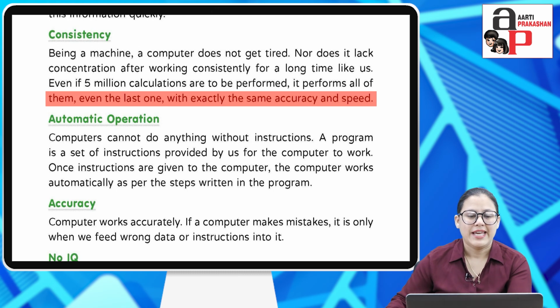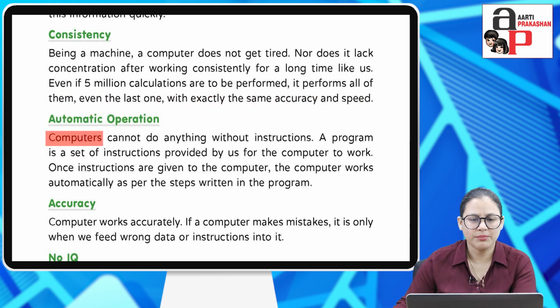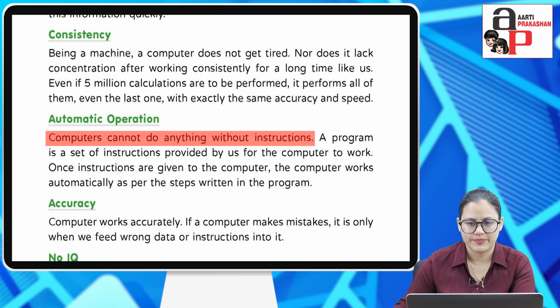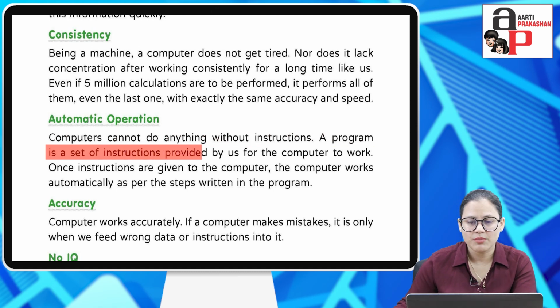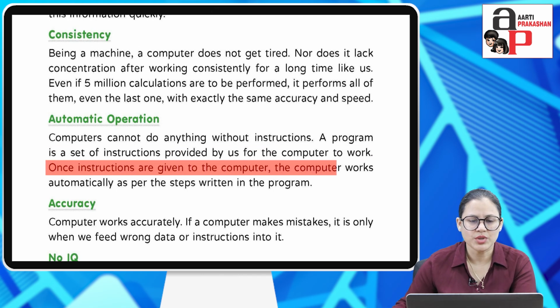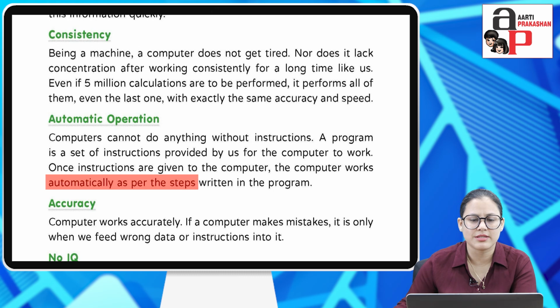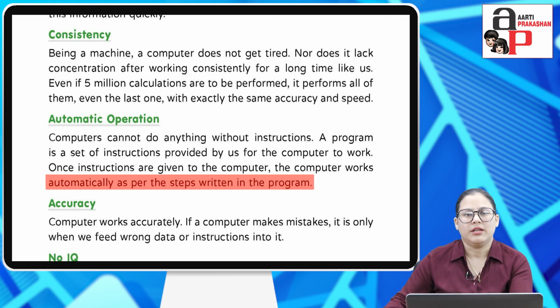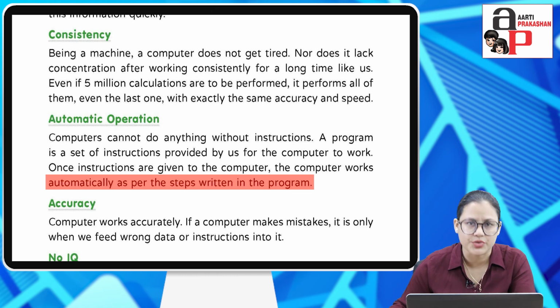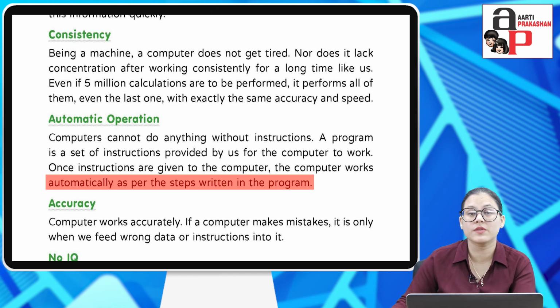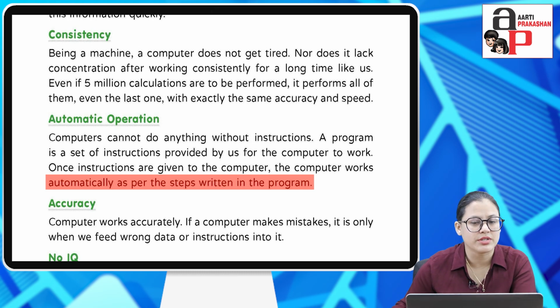Next, automatic operation. Computers cannot do anything without instructions. A program is a set of instructions provided by us for the computer to work. Once instructions are given, the computer works automatically as per the steps written in the program. We know that computer cannot work on its own; it needs some instructions. So who gives instructions? Of course, a user gives instructions. So a program is a set of instructions which is provided by the user to the computer, so that it can work, right?